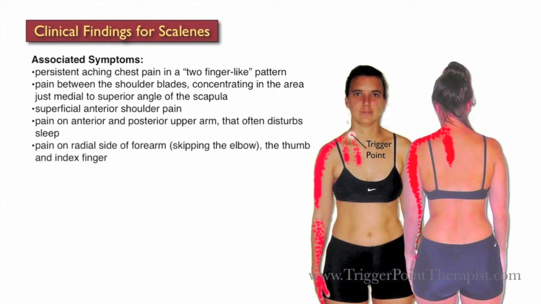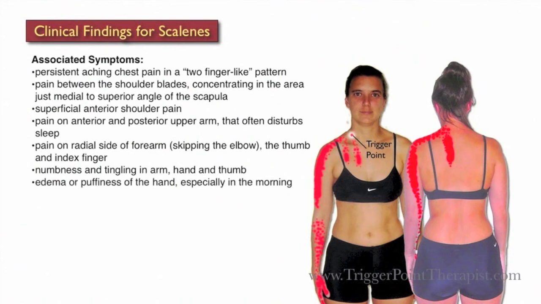pain on the radial side of the forearm that skips the elbow and travels down the thumb into the index finger, numbness and tingling in the arm, hand, and the thumb, edema or puffiness in the hand, especially in the morning.